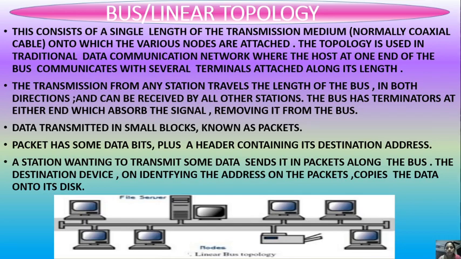A station wanting to transmit some data sends it in packets along the bus. The destination device, on identifying the address on the packets, copies the data onto its disk. So here systems are connected in a linear way, and the message is transmitted in the form of packets, and each packet contains the destination address. Destination address means the receiver's PC address.